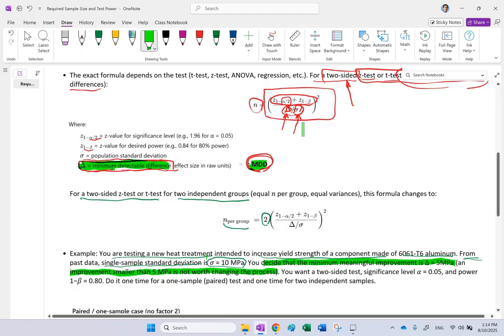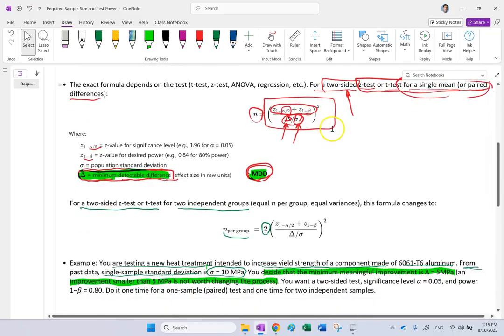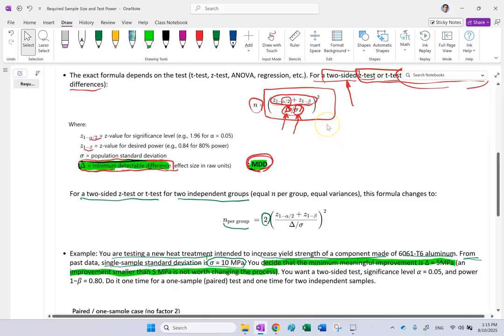You decide that any change in this parameter, in this case yield strength, below this number is not even meaningful to me. If all I can do is add 2 megapascal or 1 megapascal of strength, to me, it's not really even worth it. It's not meaningful. So here you see delta is something that I pick in this case.